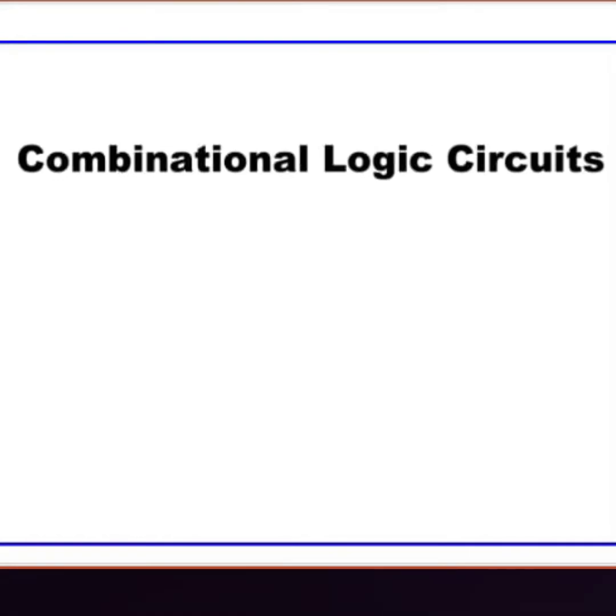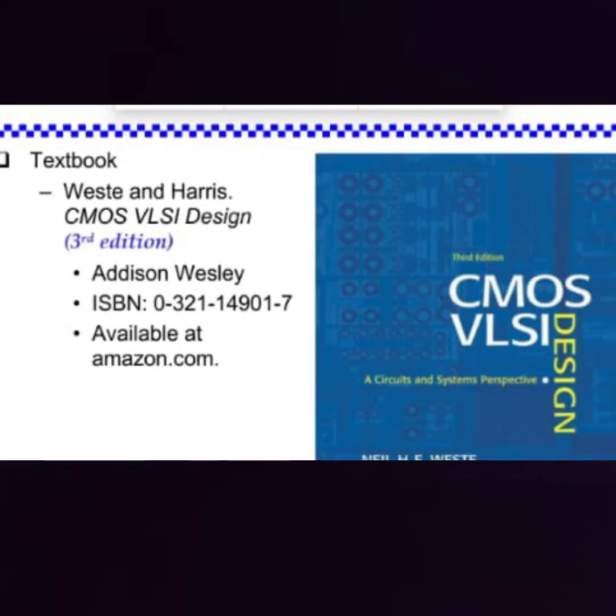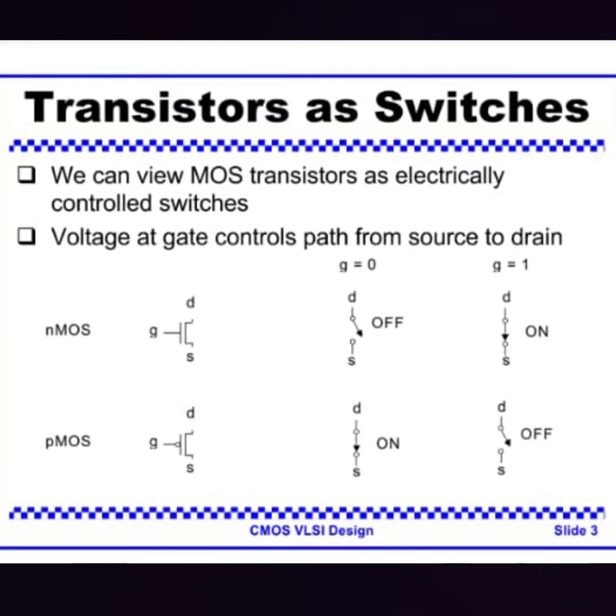In today's class on VLSI design, let us proceed to combinational logic circuits. This is taken from the book CMOS VLSI Design, Weste and Harris, Addison Wesley Publications. So let us go to the topic. The topic is how transistors are used as switches. It's a very essential topic. This is the reason why VLSI technology has evolved. So the topic, as the slide indicates, is transistors and how they are used as switches.